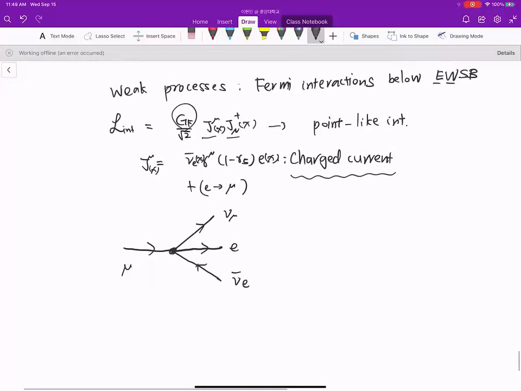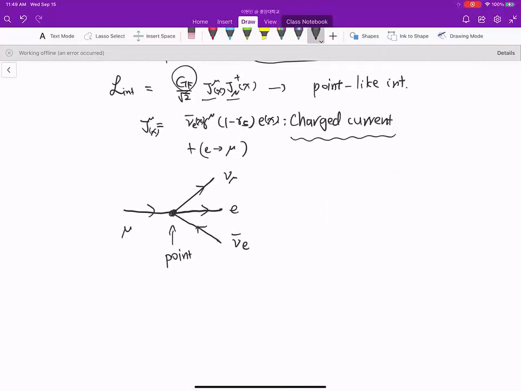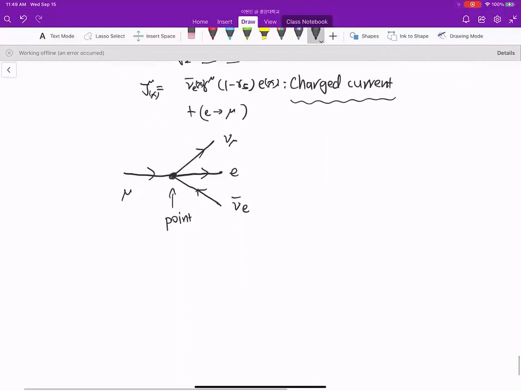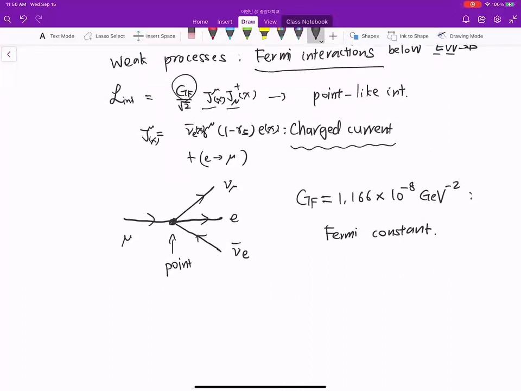So the so-called Feynman diagram, you can draw this kind of Fermi interaction. So G Fermi equals 1.66 times 10 to the minus 5 GeV to the minus 2. So this is the Fermi constant. This Fermi interaction is like psi bar, psi, and there's some structure here: gamma matrix and gamma 5 with some structure.